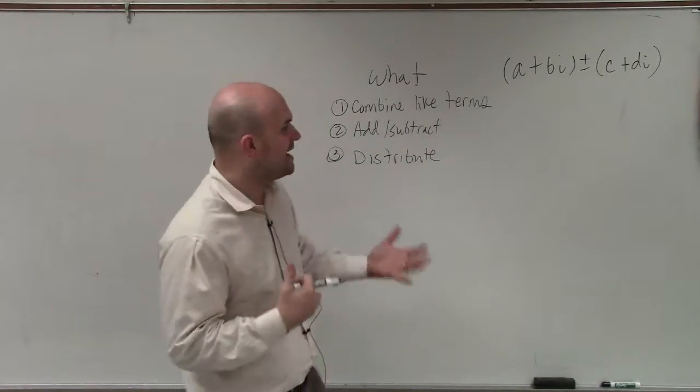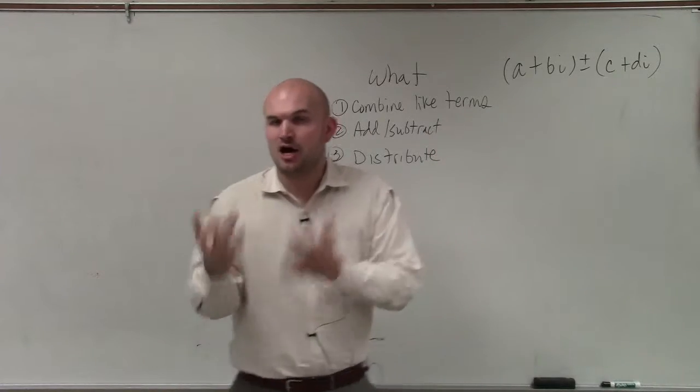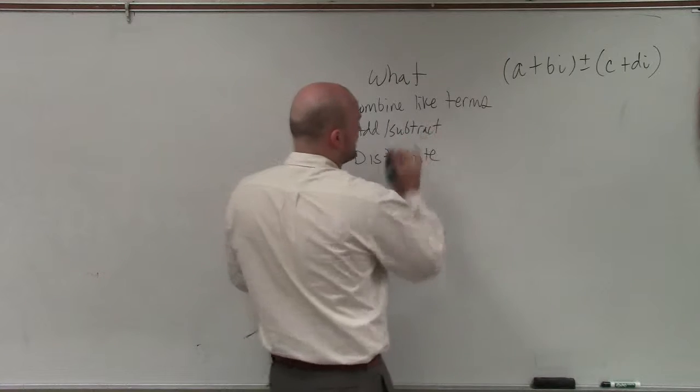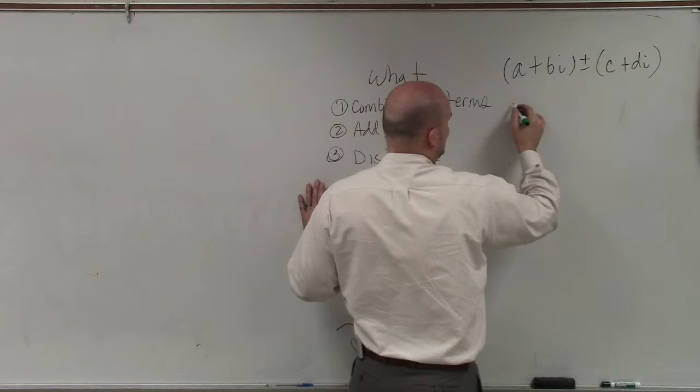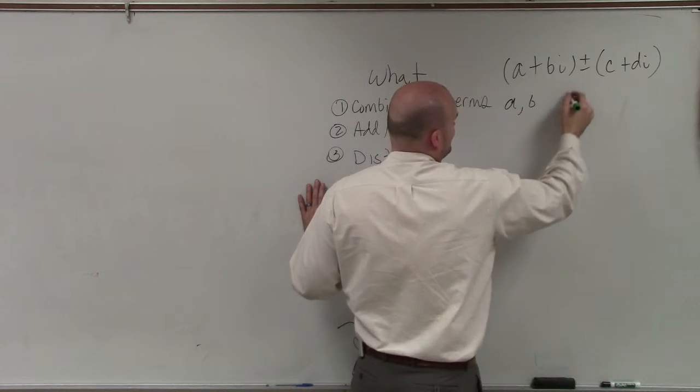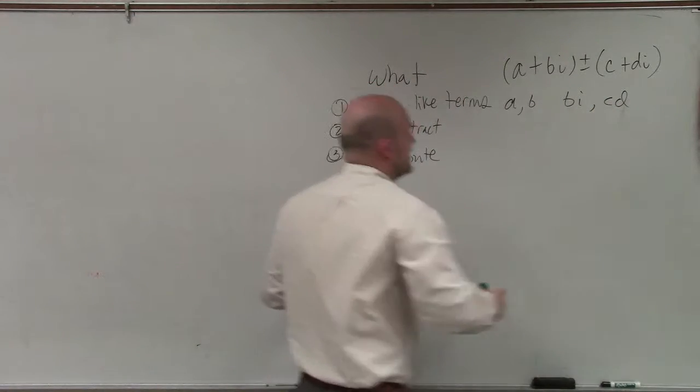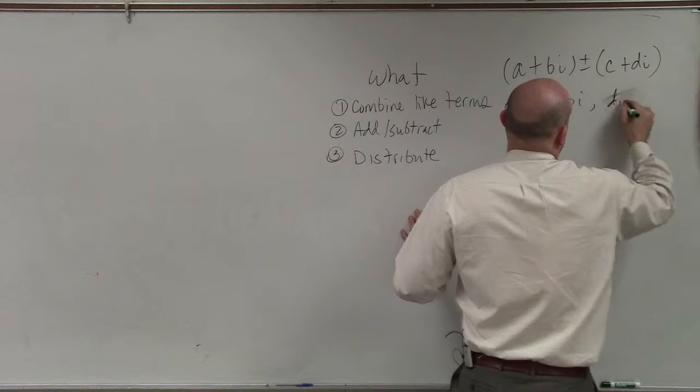So the same thing, we have to make sure we have our imaginary units to the same power if we're going to be combining them. So we need to combine like terms. If I was going to add or subtract these, you're going to want to combine your a's and c's, your real terms, and your bi's and di's, which are your imaginary terms.